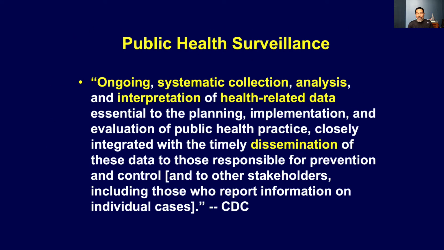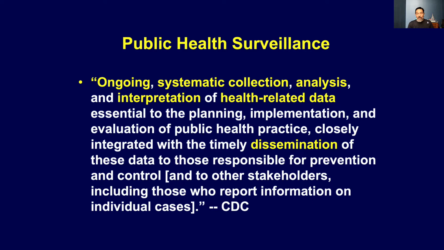So let's define public health surveillance formally then. CDC has put forward a very widely accepted definition of public health surveillance, one that I use in my course, and it is as follows. Public health surveillance is the ongoing systematic collection, analysis, and interpretation of health-related data essential to the planning, implementation, and evaluation of public health practice, closely integrated with the timely dissemination of those data to those responsible for prevention and control, and to other stakeholders, including those who report information on individual cases.